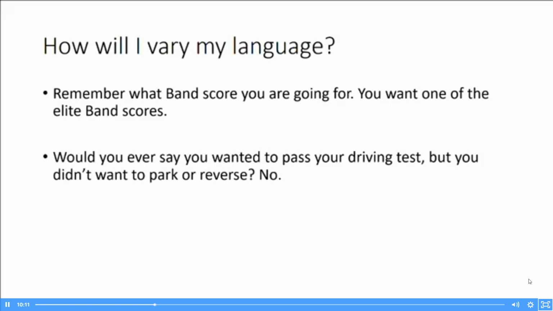So what people are saying is, I want to get a Band 7, but I don't want to use Band 7 vocabulary. I don't want to vary my vocabulary enough. If you're saying that, you are not at a Band 7 level yet. So if you want to get a Band 7, start acting like a Band 7 student.